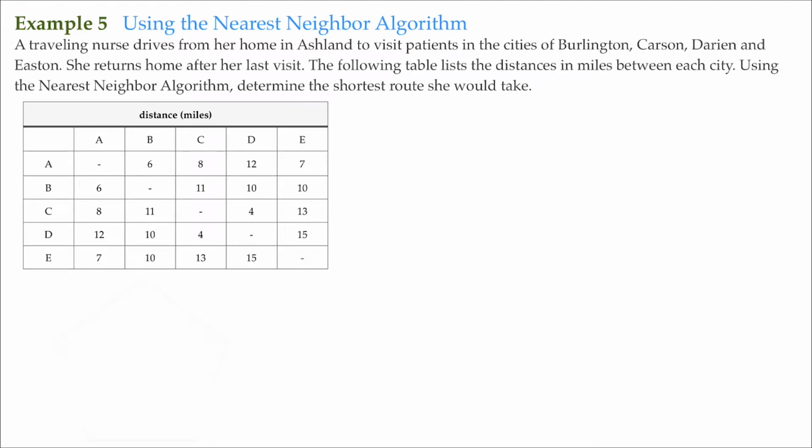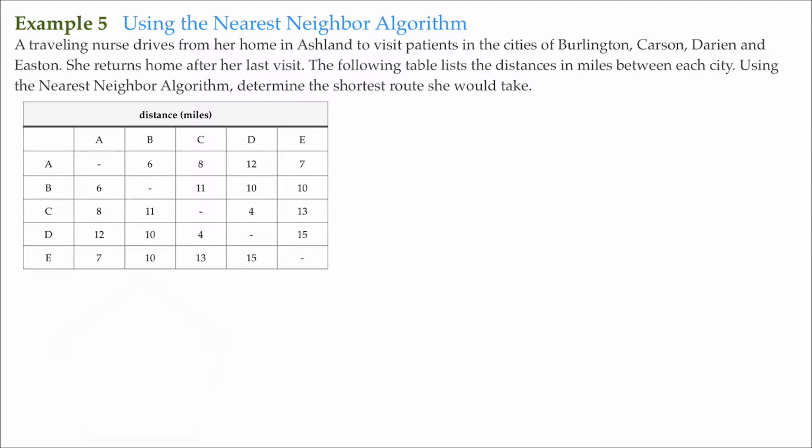So for this example, we are going to be using a complete weighted graph again to determine the most efficient route or circuit, except rather than using the brute force method to determine this, we're going to be using the nearest neighbor algorithm. And an algorithm is simply a set of established steps that are to be taken.